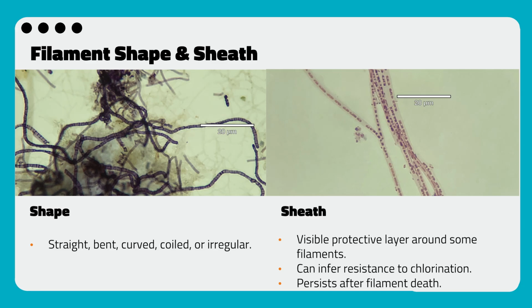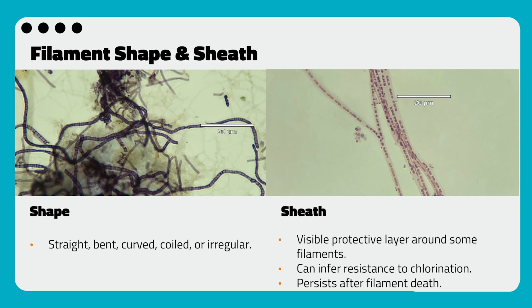Other morphological features that we look at with filaments are the shape of the filament, the general structure of that filament. Filaments themselves, as they grow, can take on different shapes, either straight, bent, curved, coiled, or irregular, just depending upon what type of filament it is. In this image, we have irregular filaments. They tend to be squiggled and sporadic throughout the sample.